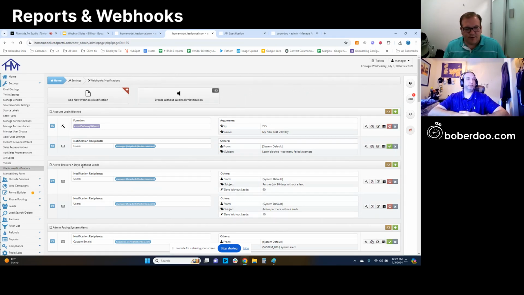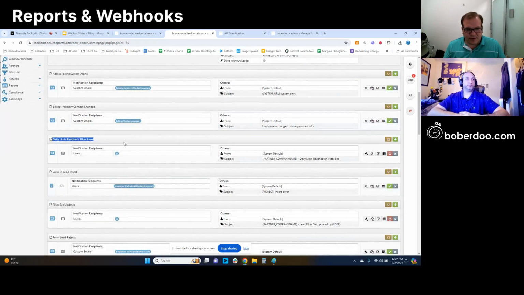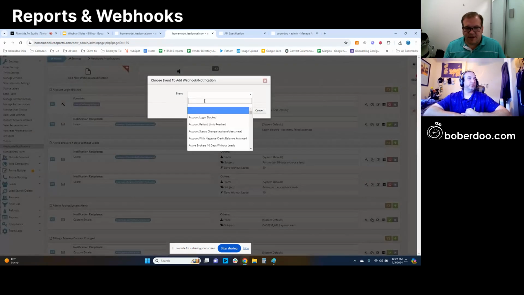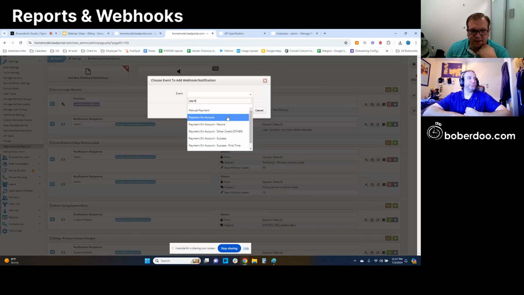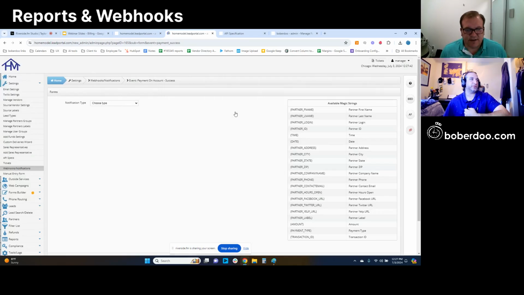So there's a lot of different things, limits reached, and so on. But we have several that are related to payments. If you just type the word payment here, you can see all the different ones. And why these are different webhook events, whether it's a manual payment on the account, a failed versus a success, is that these webhooks can serve dual purpose.